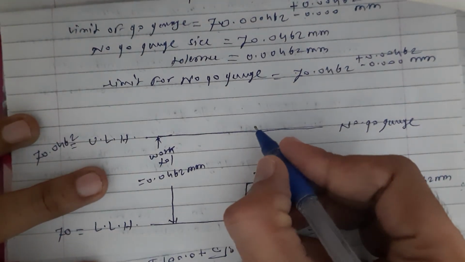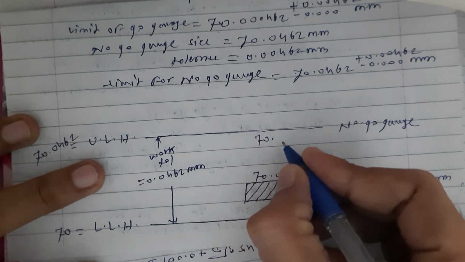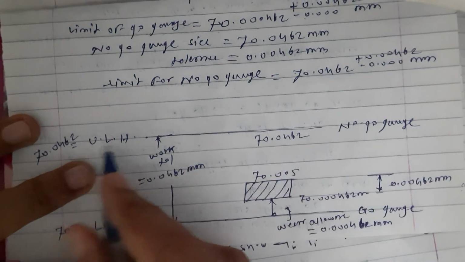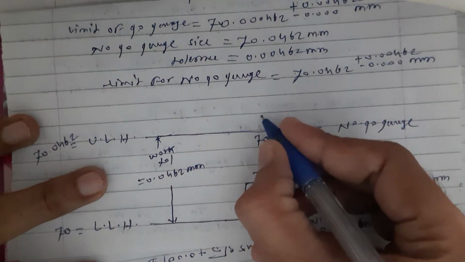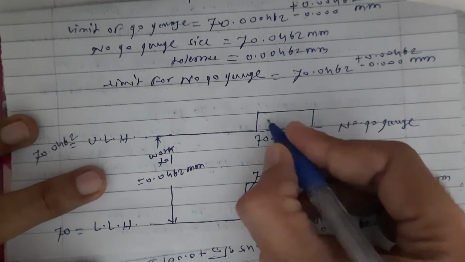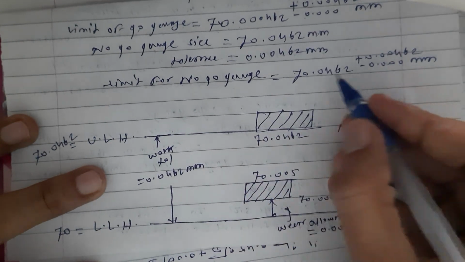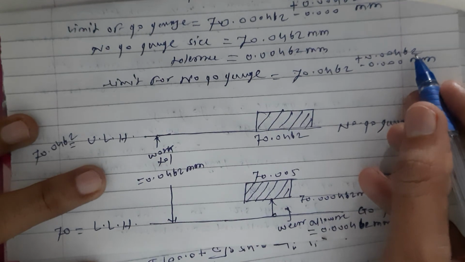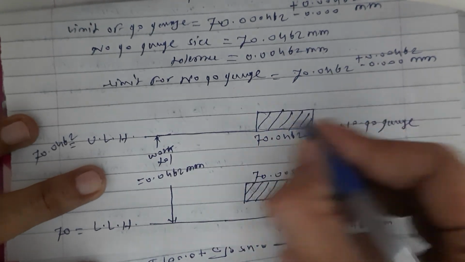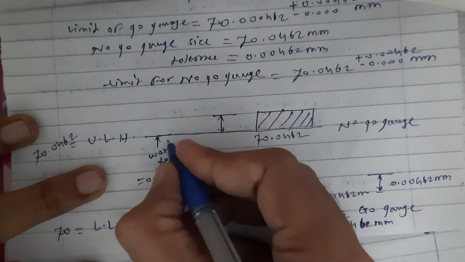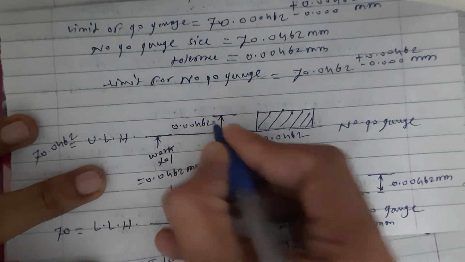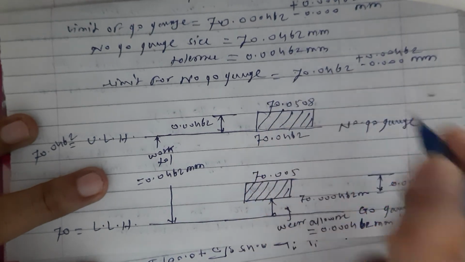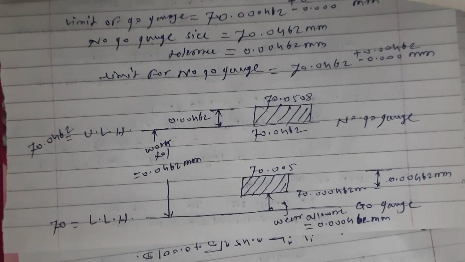And what about the no go gauge? What is the lower limit of the no go gauge? 70.0462, which is the upper limit of the hole. And what is the tolerance again? Check that. 70.0462 plus 0.00462, the gauge maker tolerance, and you will get 70.0508 mm. This is the schematic representation.